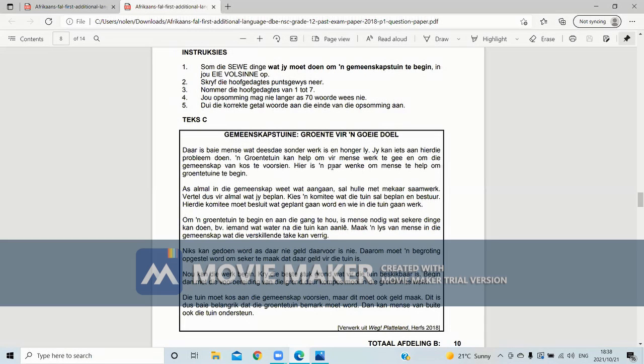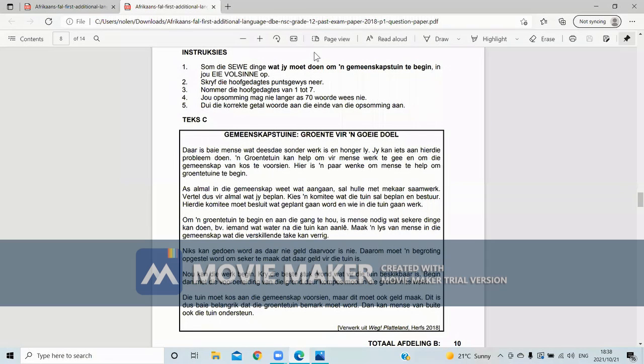'n groentetuin kan help om vir mense werk te gee en om die gemeenskap van kos te voorsien. So a vegetable garden can help give people work, and it can also provide food to the community. Here is a few tips to help people start a vegetable garden. Okay, so this is an announcement that there'll be tips following to start a vegetable garden. So I feel like that whole first paragraph, we can just draw a line through. We don't need any of that information because we're not going to be putting that in our summary.